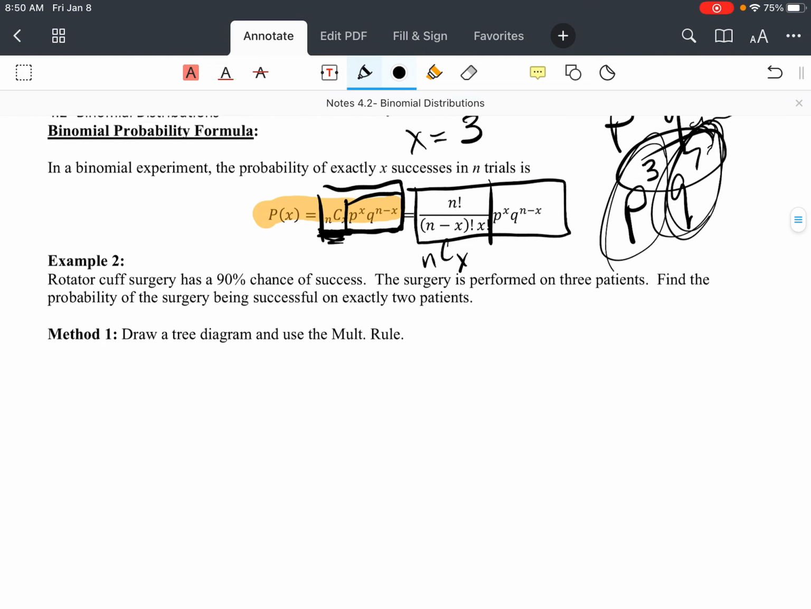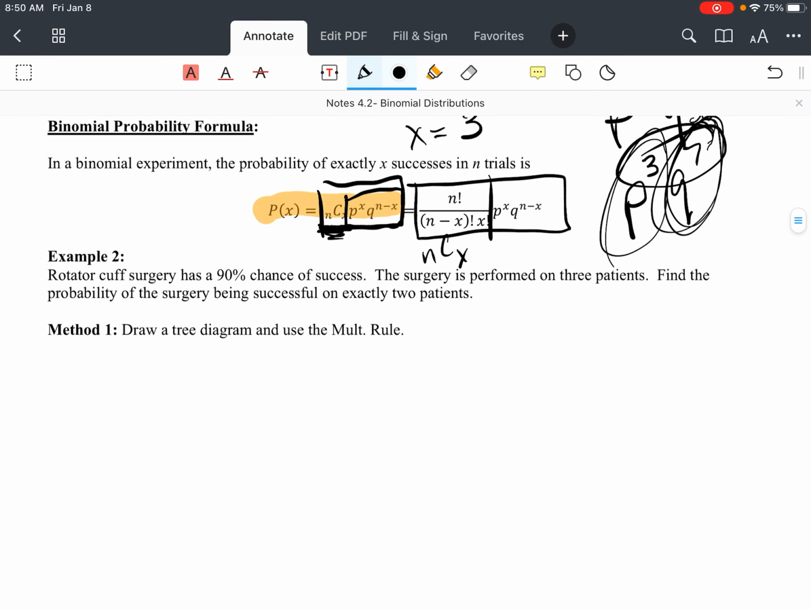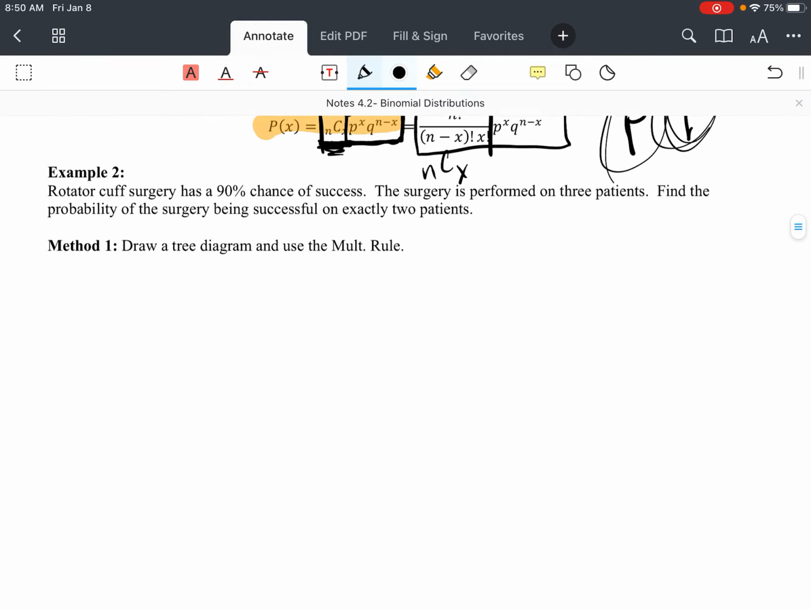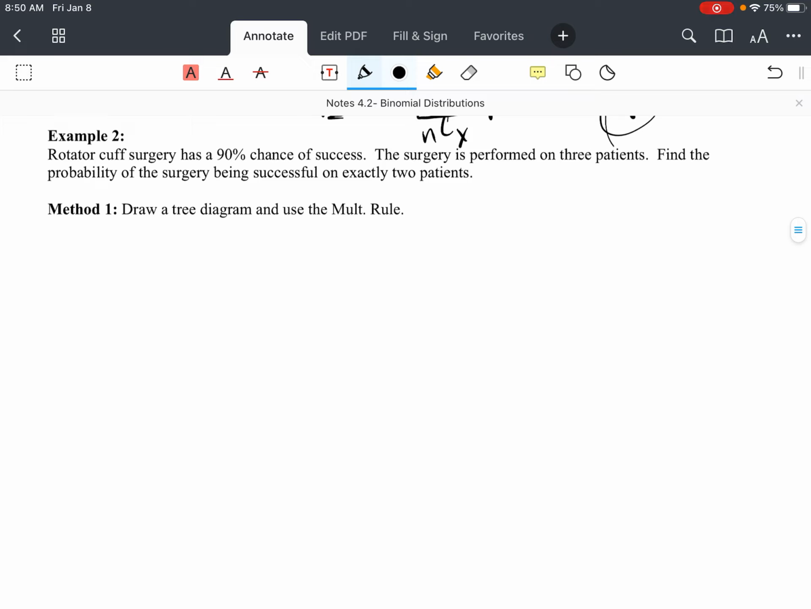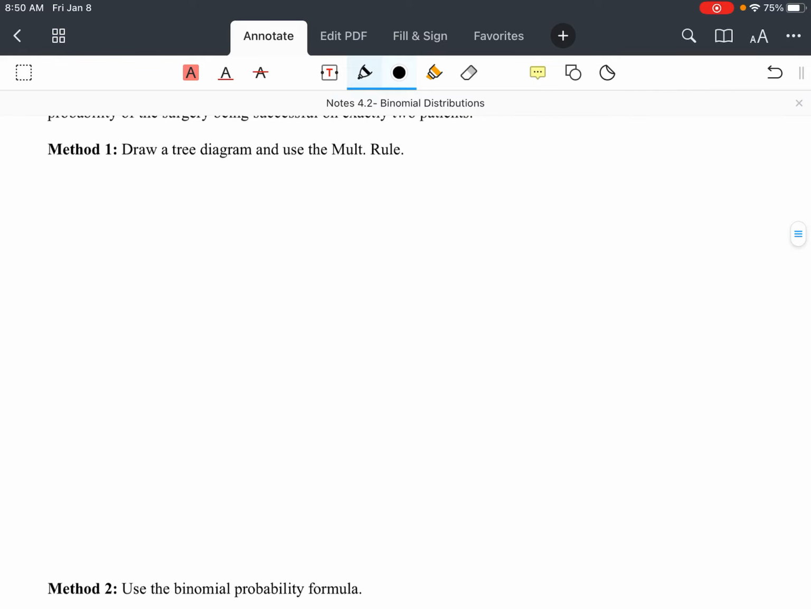All right, so before we actually get into looking at using this equation or this formula, let's go ahead and take a look at this example, and we'll do method 1 using a tree diagram and the multiplication rule. All right, so it says a rotator cuff surgery has a 90% chance of success. The surgery is performed on 3 patients. We want to find the probability of the surgery being successful on exactly 2 patients. Okay, so method 1 is to just draw a tree diagram, and this is a perfectly legitimate method, but there will be times where it takes forever to work these out.